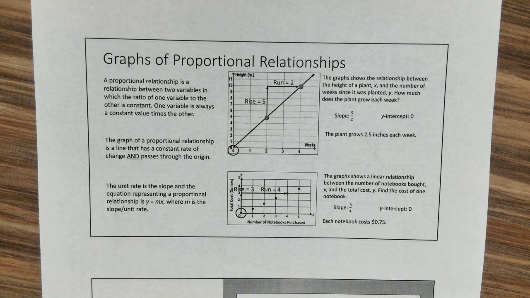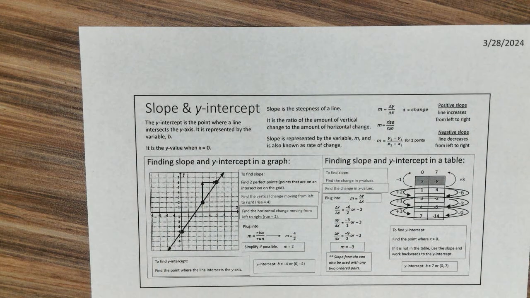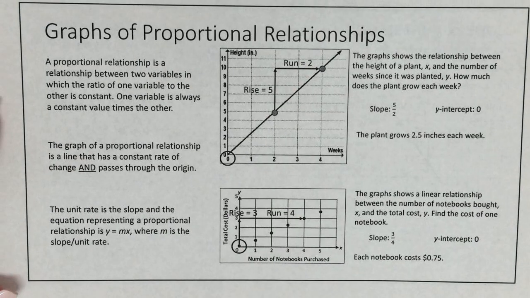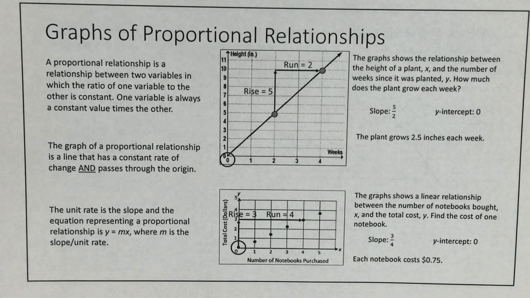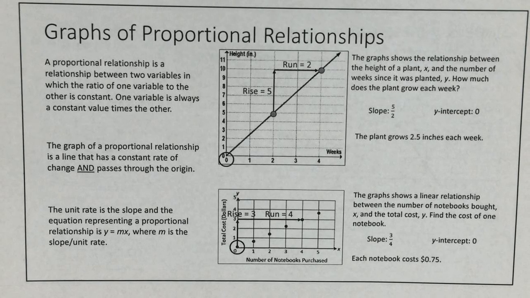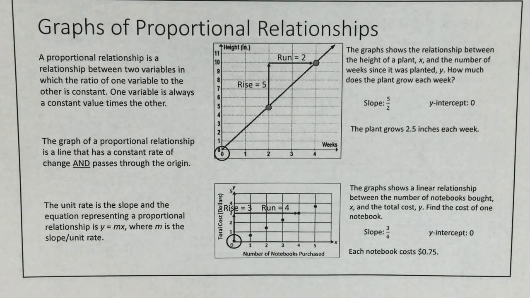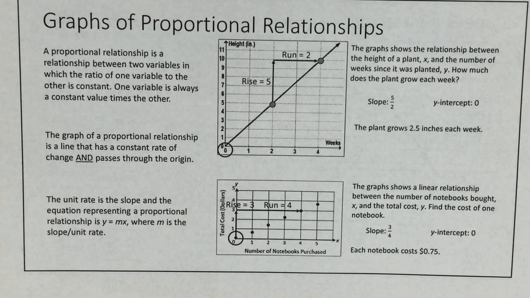Today we're going to look at the difference between proportional and non-proportional, and we're also going to talk about slope and y-intercept because it all goes together. So if you look at the first slide, it says graphs of proportional relationships. What did we learn? A proportional relationship is a graph that passes through 0, 0. Does this graph pass through 0, 0? Yes, so it's proportional. That means the y-intercept is 0. The plus b, there is no plus b because it is 0.